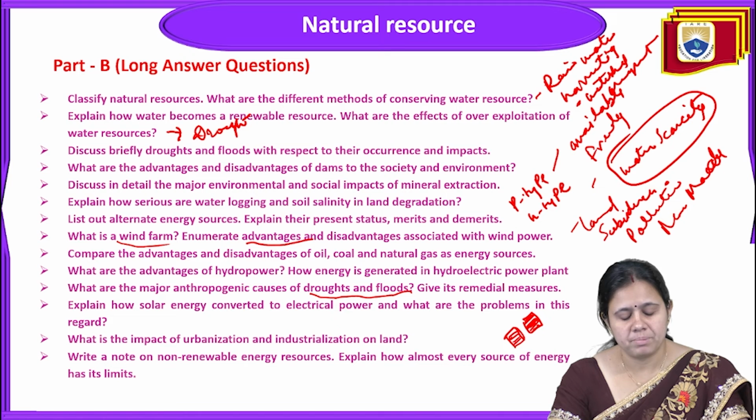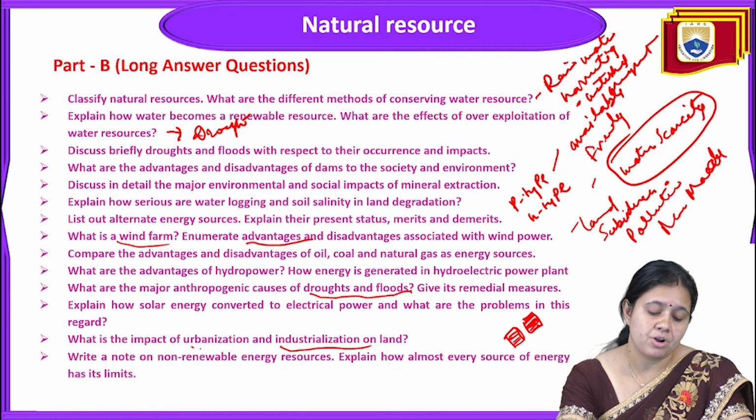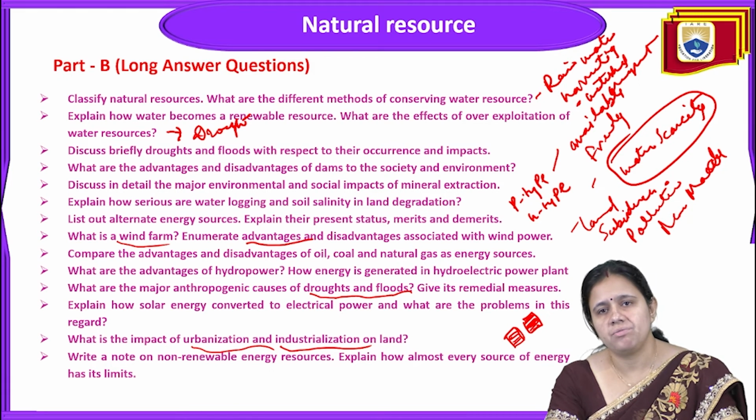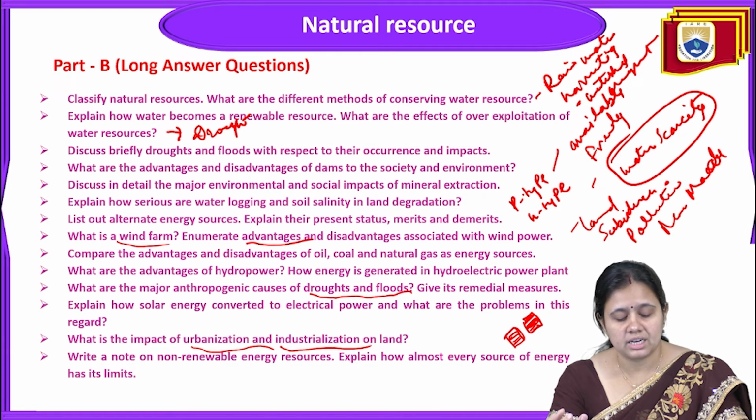Next is the impacts of urbanization and industrialization on land. Here again, there is improper utilization of land, and land is a very important resource. There is clearing of forest and loss of fertile land resources. Next is again a short note on non-renewable energy resources. Explain how almost every source of energy has its limit.